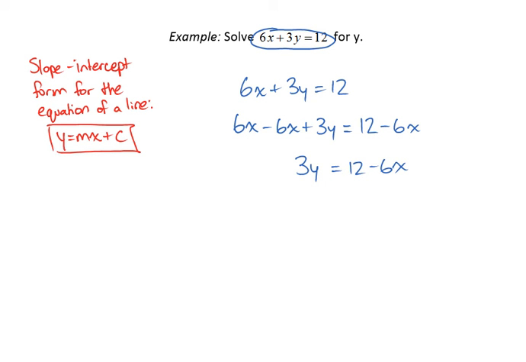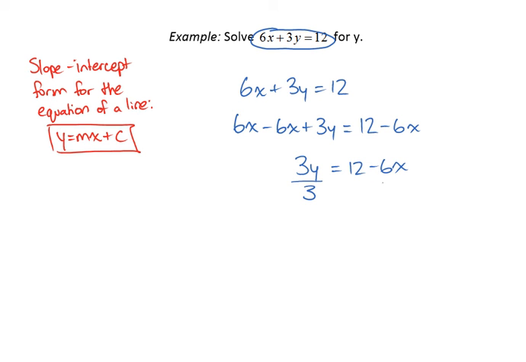So we're getting there. We've narrowed it down to just the y term on the left, and all the other terms on the right. But we don't want an equation for 3y, we want an equation just for y. So to go one step further, we're going to isolate the y. Right now, y is being multiplied by 3, which means to isolate the y, we need to do the opposite, which is divide by 3.